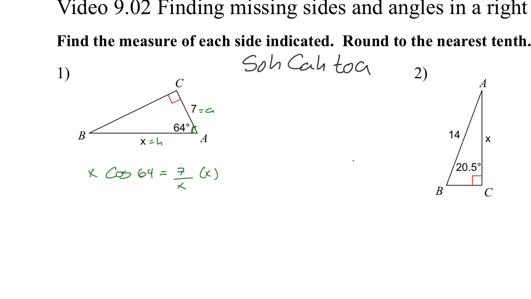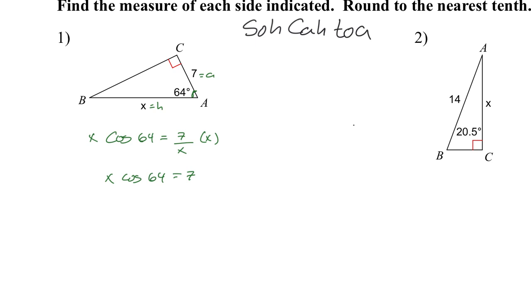And I'm going to solve this. I'm going to multiply times x on both sides. So I get x cosine of 64 equals 7. Cosine of 64 is just a number that we're going to find on the calculator. So by going to your calculator, make sure that your calculator is in degrees first, and then we're going to write 7 divided by cosine of 64. That should give you 15.96, so if we round it to the nearest tenth, it's just going to be 16.